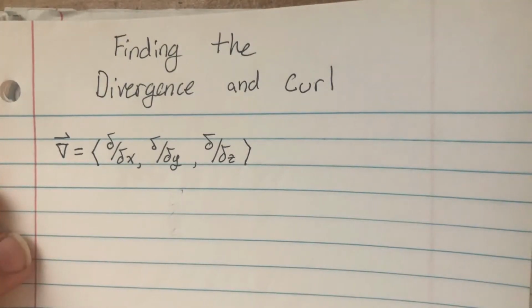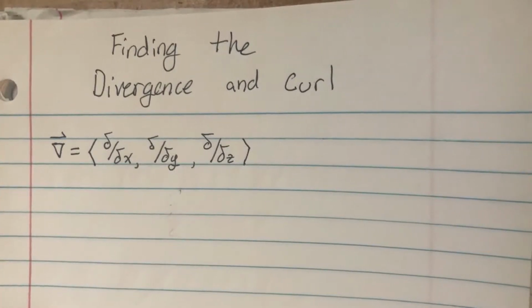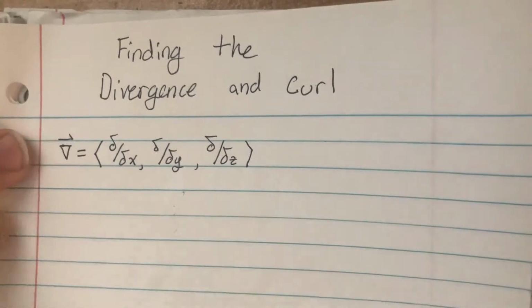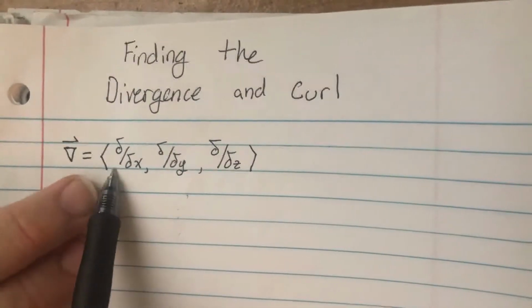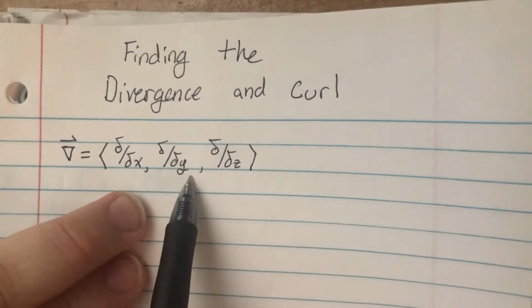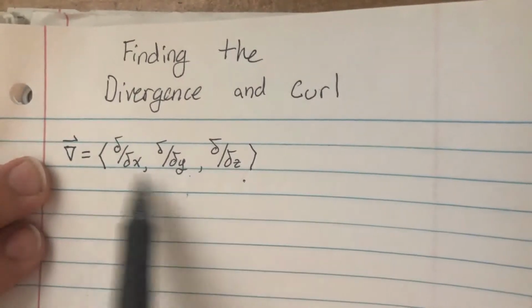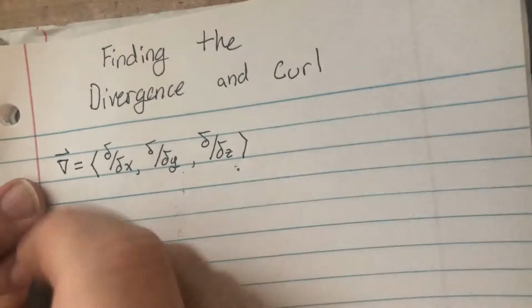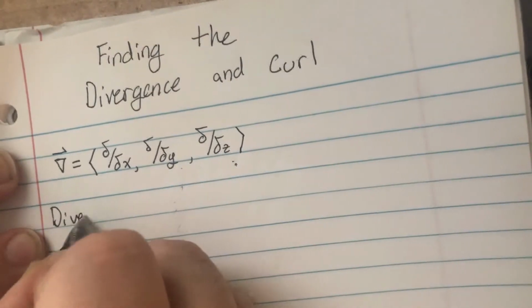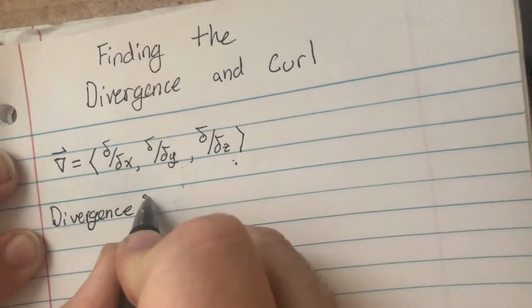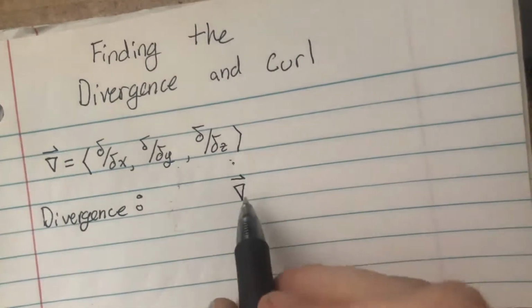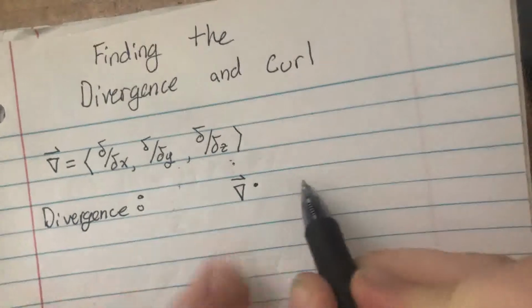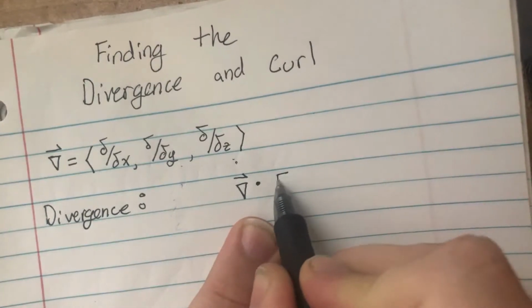In this video, I'm going to be going over the divergence and curl of a vector function. So recall that del is a vector consisting of the partial derivatives of each of its components with respect to it. So the divergence of a vector field is just del dot the vector field.